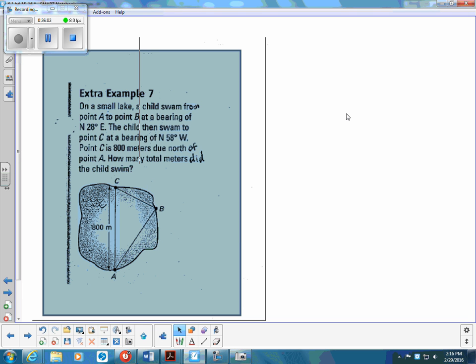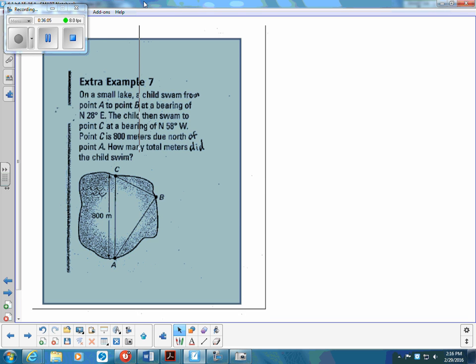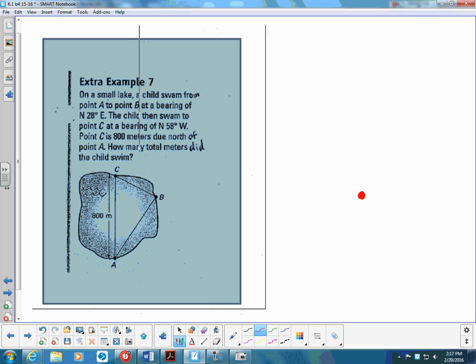On a small lake, a child swam from point A to point B at a bearing of north 28 degrees east. All right? Bearings are directions, but they're always in relationship to north or in relationship to south. So, for example, if I was traveling from this point here to this point, I could describe that as what's my angle from north towards the east? Because remember, it goes north, south, east, west, like this.